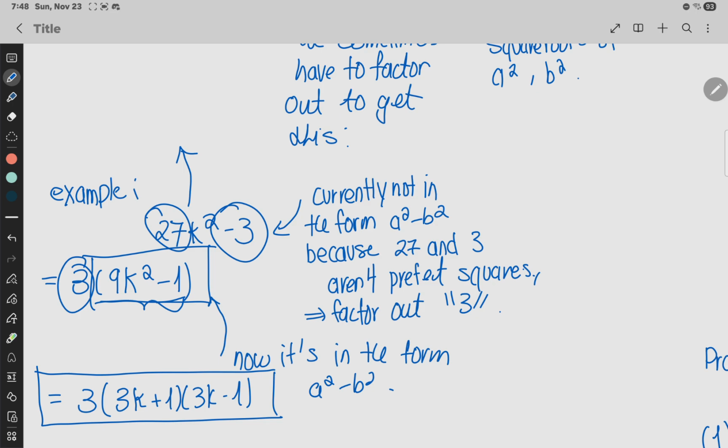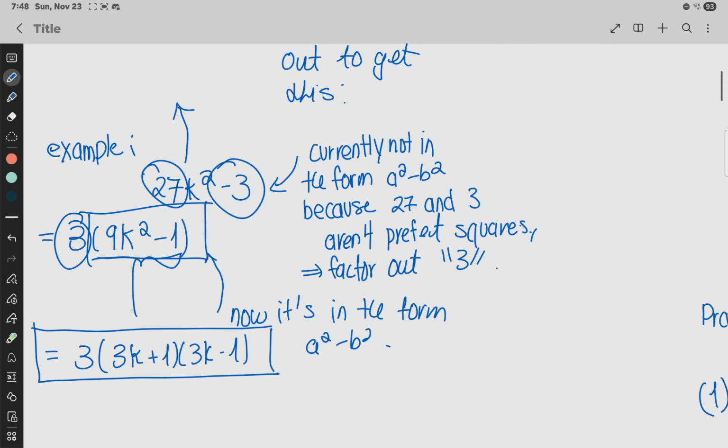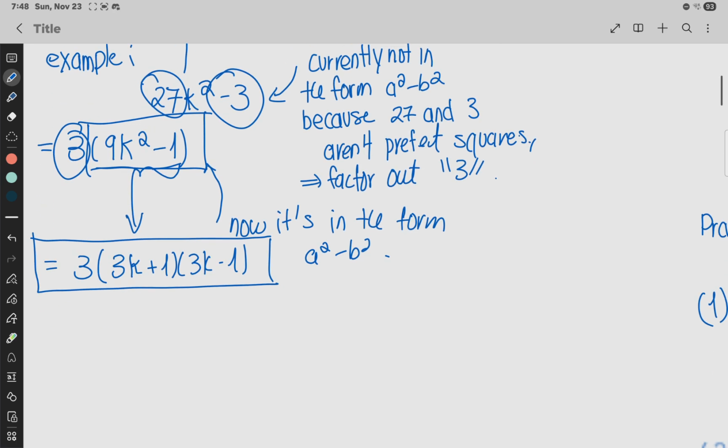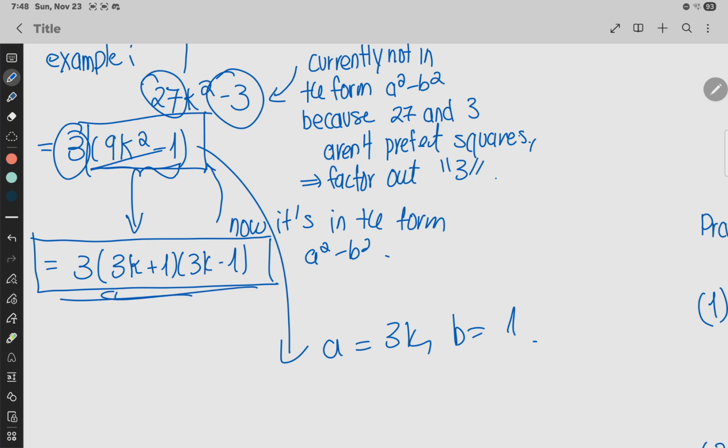And then from here, you can just apply the formula. Okay, so a in this case would be 3k, because the square root of 9k squared is 3k, and then b would be 1. Okay, and then you just plug it into the formula, and this is your final answer.